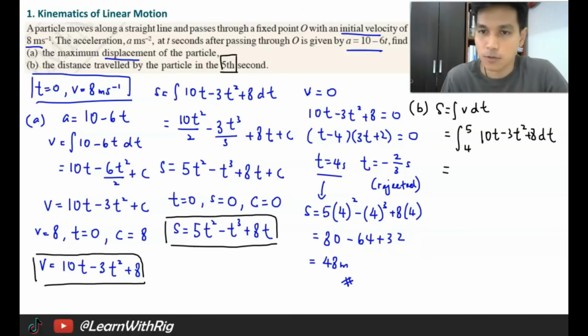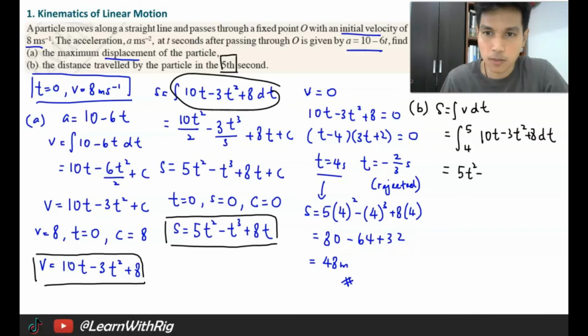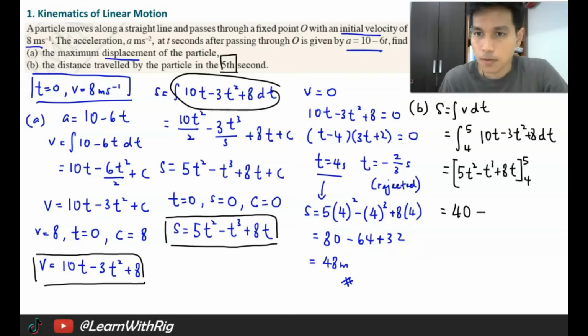Now please, you don't have to integrate again. Why? Because we already integrated to find the displacement formula, right? So when you integrate, you get your displacement function. So you can straight away use this actually. So you can get 5t squared minus t cubed plus 8t. Now you're going to substitute 5 and 4. Okay, so when you substitute 5, maybe you can straight away count, 5 times 25 is 125, 125 minus 40, you get 85. Minus you substitute 4, 4 is the same as this. You substitute 4, so you should get 48.